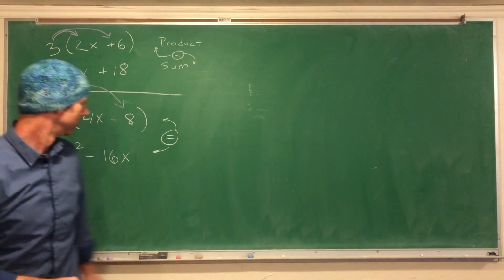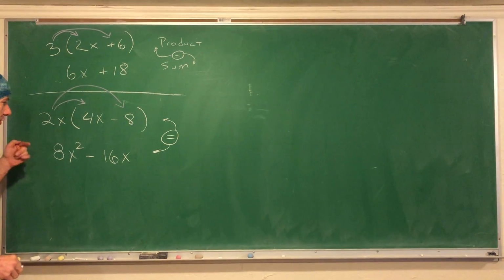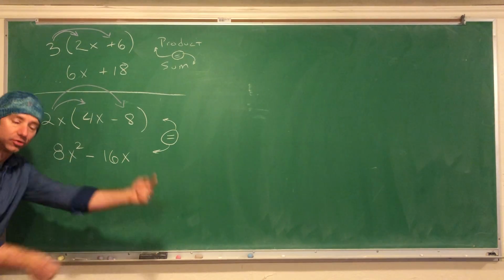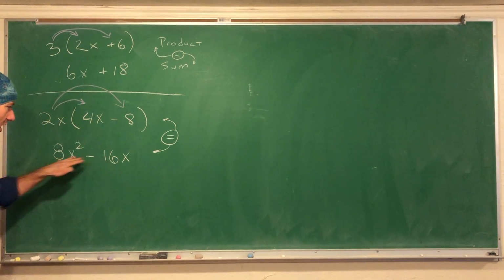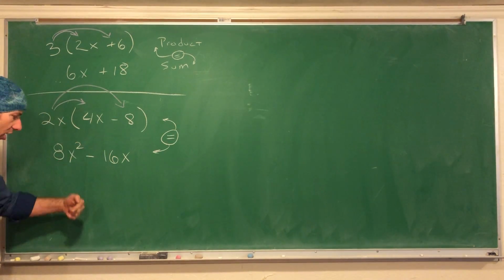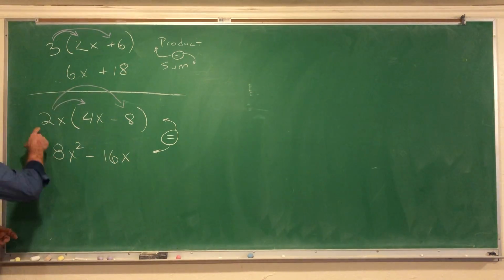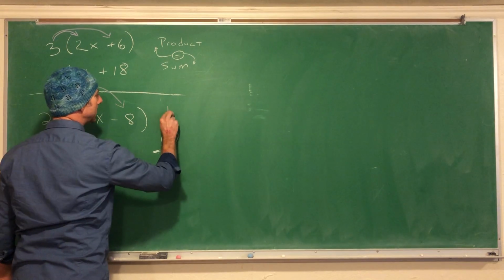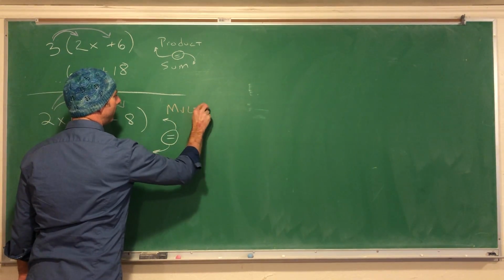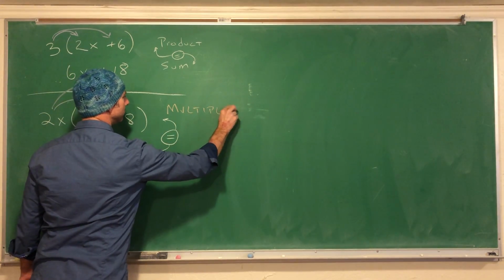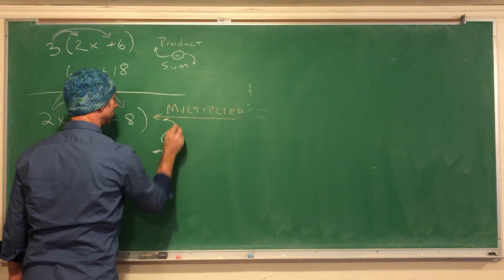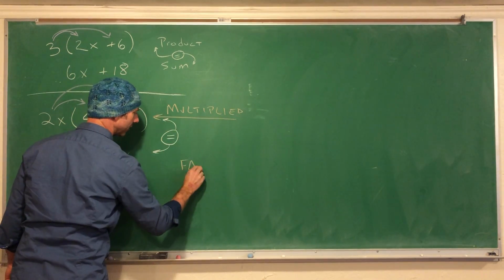Now, I want to do a little trick. You can actually undo this. So if this is the sum, I can undo it by factoring. So here, we multiplied it. And down here, we're going to factor.